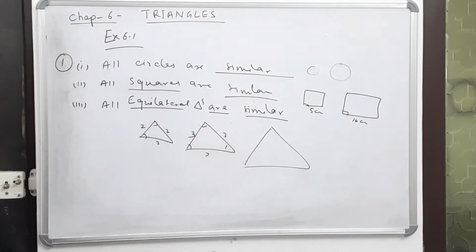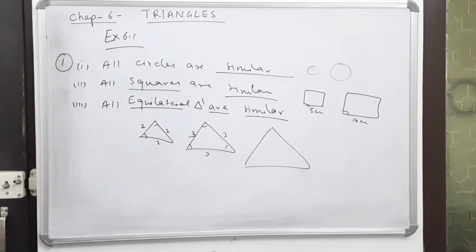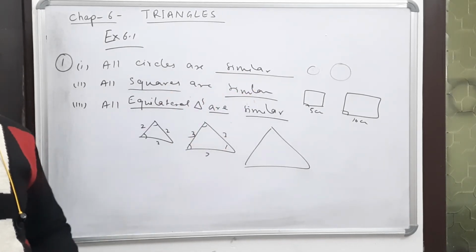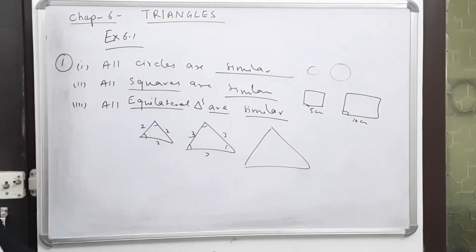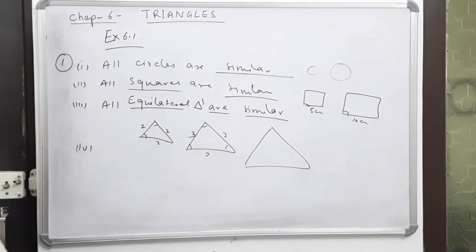So we say that the last part of this sum is: two polygons of the same number of sides are similar if their corresponding angles are equal and their corresponding sides are proportional. That fourth part I already told you.